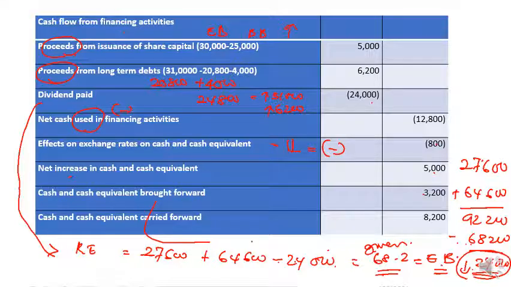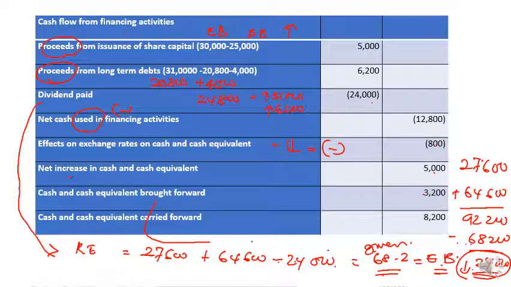Okay, and then we need to minus the amount that you paid for dividends. Minus 24 for dividends. Okay, and then you're going to compare this one.